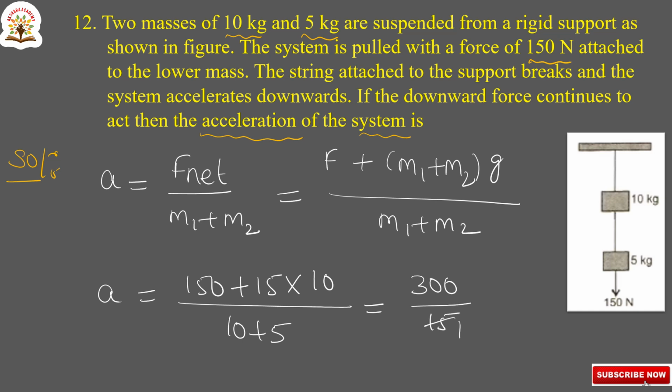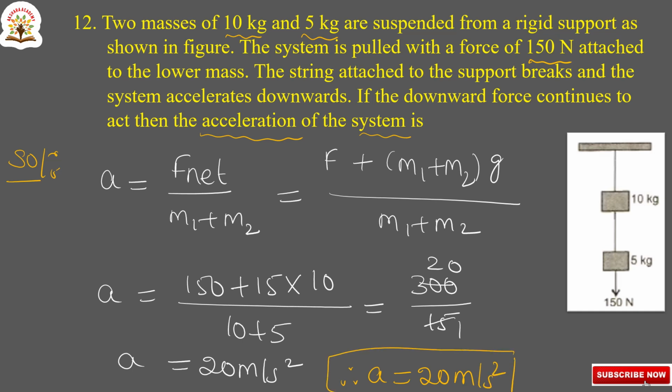So 15 ones are 15, 15 twos are 30, so 20. So a is equal to 20 meters per second square. Therefore the acceleration of the system a is equal to 20 meters per second square. This is the final answer. Next we'll go to the next question.